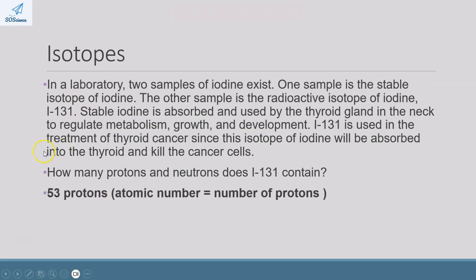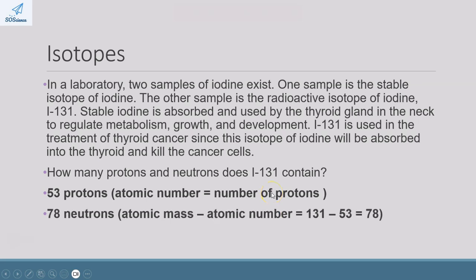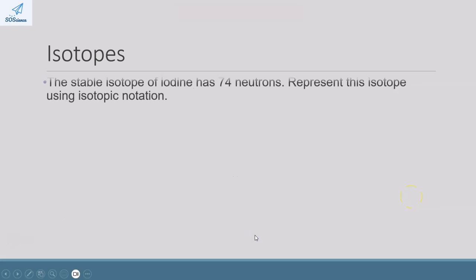Iodine has 53 protons, and that is based on the atomic number of iodine on the periodic table. And to figure out the number of neutrons, we would say 131 minus 53, and we'd get a value of 78 neutrons. The stable isotope of iodine has 74 neutrons. Represent this isotope using isotopic notation.